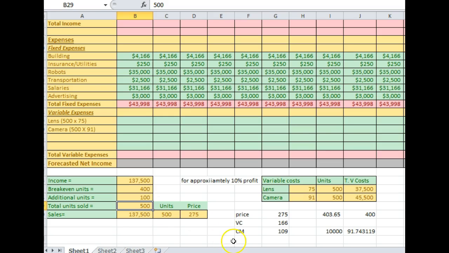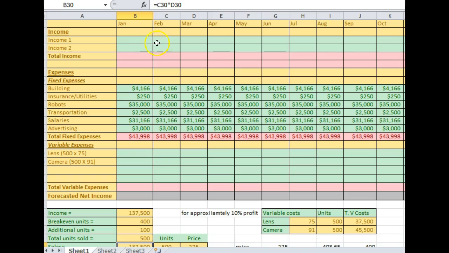So now that sets up to find out what your income is. So my 500 units times your 275 selling price is 137,500. So that would go right up here, 137,500, and your total income then would be 137,500. And I would probably do that in an equation like you did this, or you added this up and just put it in.